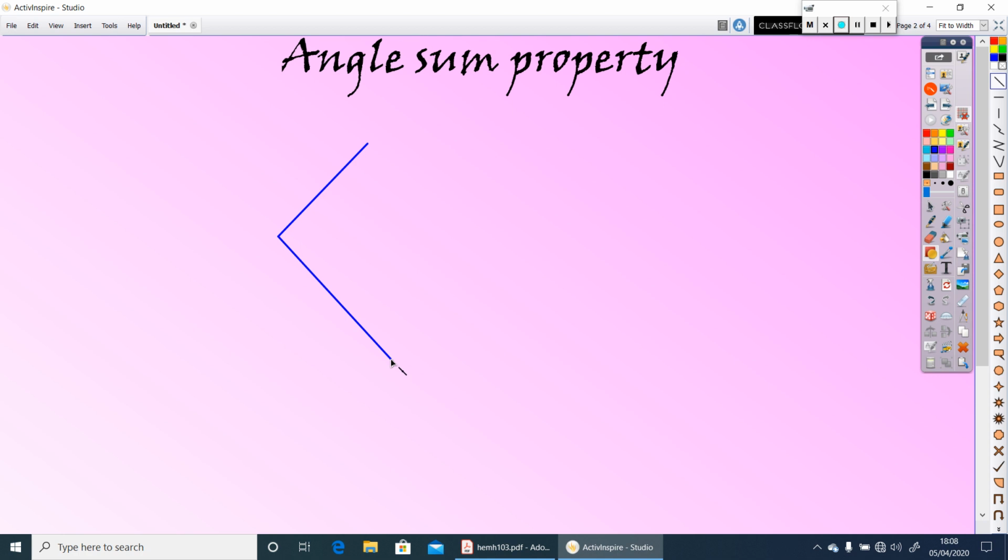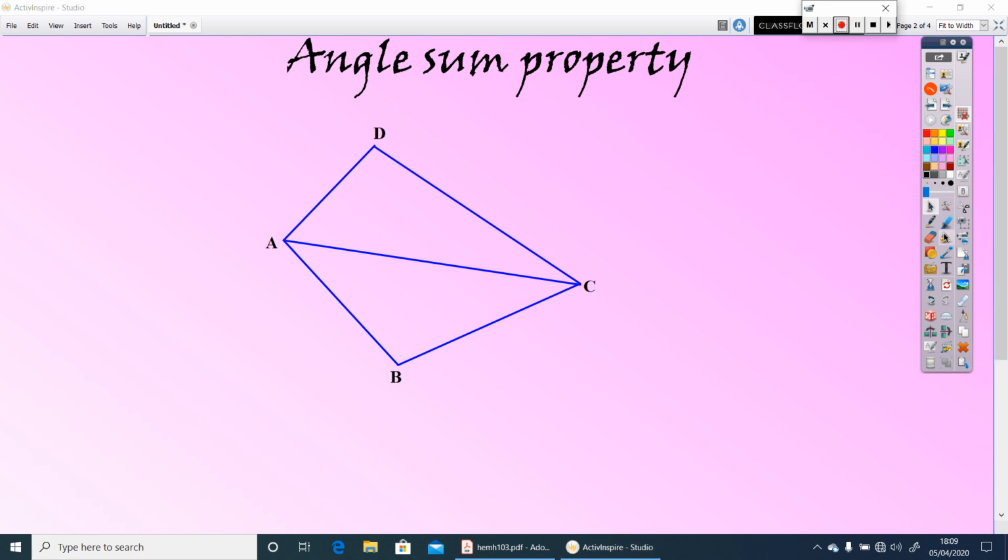Let me draw a quadrilateral. Now we have to find out the sum of the measures of this quadrilateral. Now let me draw one of its diagonals. Now this quadrilateral becomes two triangles. Now let me take the sum of the measure of angles of triangle ADC. This triangle we can write as 180 degree.